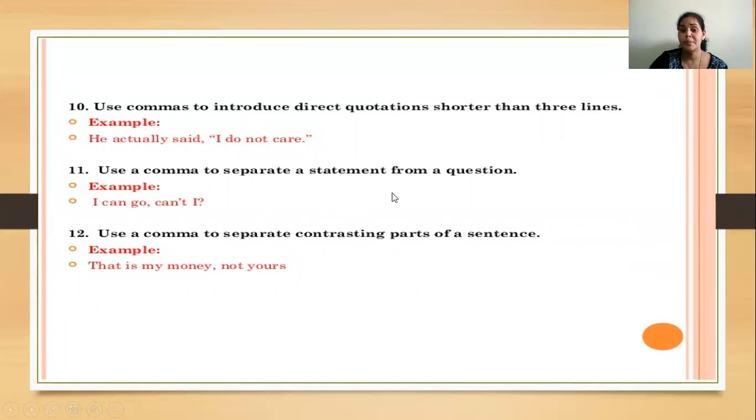Use a comma to separate a statement from a question. I can do, can't I? So in such cases also, we normally use these commas when we write sentences in dialogue writing and all that. Use a comma to separate contrasting parts of a sentence. This also we do. This is my money, not yours. This is my pen, not yours. So when you're taking a pause, it is nothing but a comma.